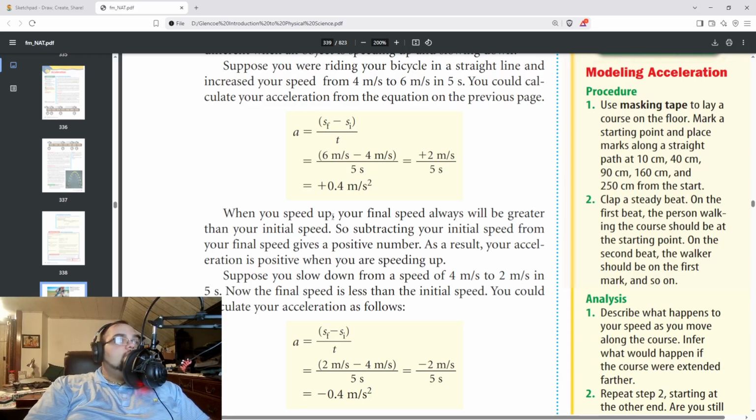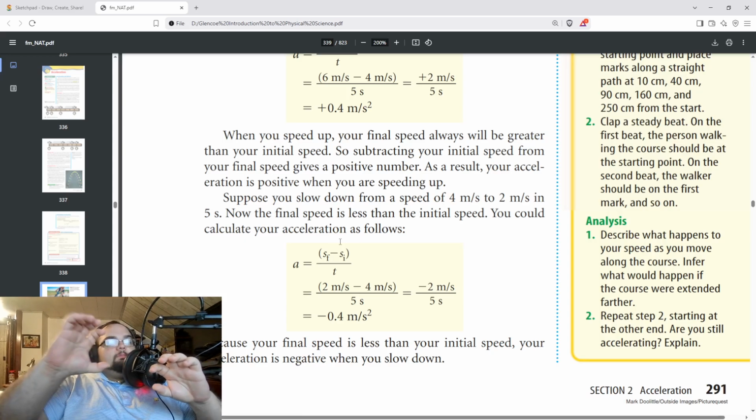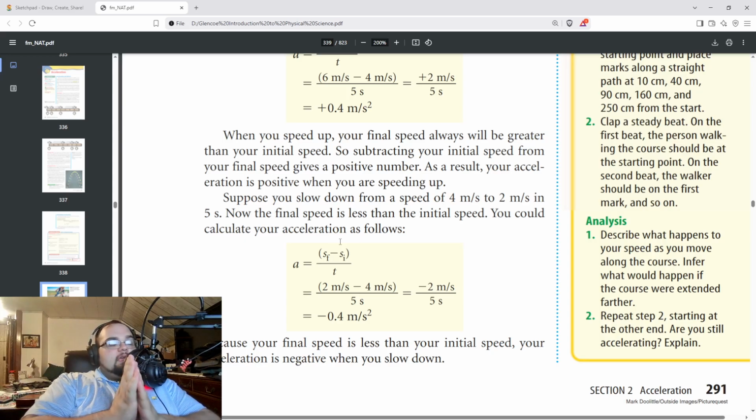Now let's suppose that we slow down. We go from 4 to 2 in 5 seconds. So we do our subtraction. 2 minus 4 is negative 2. Negative 2 divided by 5 is negative 0.4. So since our final speed is less than our starting speed, we're slowing down, and our acceleration is always going to be negative. Small number minus big number, always negative number.